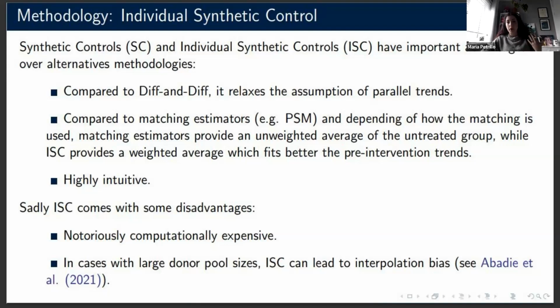In terms of difference-in-difference, we know that it relies on the common trend assumption. So the credibility of this method falls when the pre-treatment trend, or the characteristics in general, of the untreated units differ significantly from those of the treated units. Now, the individual synthetic control doesn't have this constraint. Sadly, the individual synthetic control comes with some disadvantages: it is notoriously computationally expensive, and in case of large donor size, it can lead to interpolation bias. And I will try to explain how we try to overcome this limitation.